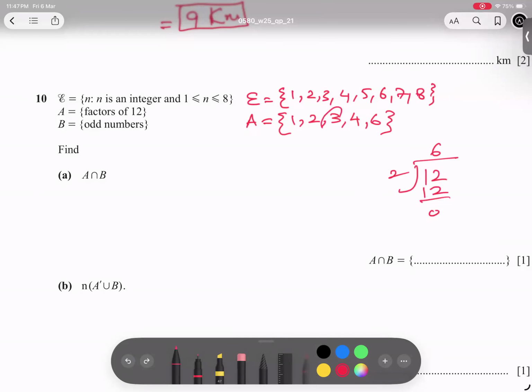Same approach if I keep 3 outside, 3 fours are 12, and the end result is 0. So whenever the end result is 0, it is called a factor. I believe it is clear. So 6 twos are 12, 4 threes, 3 fours, 2 sixes, and 1 twelve times. So these are all factors. And the odd numbers, but stay in this boundary. And the odd numbers are represented by B.